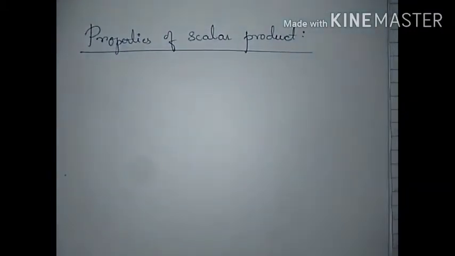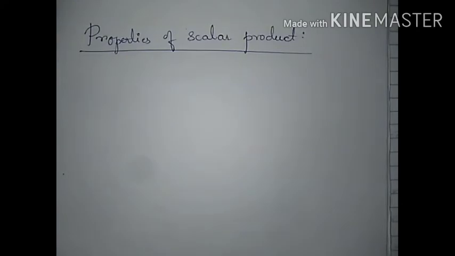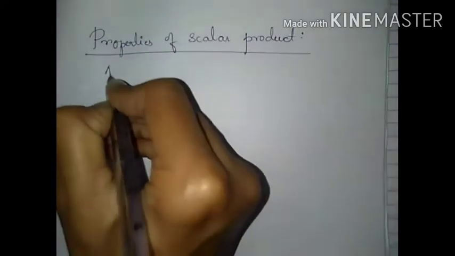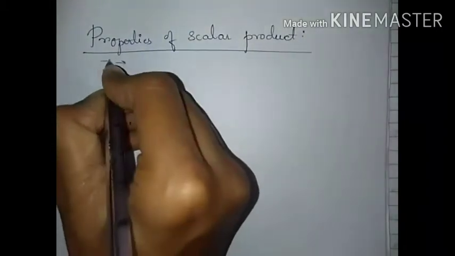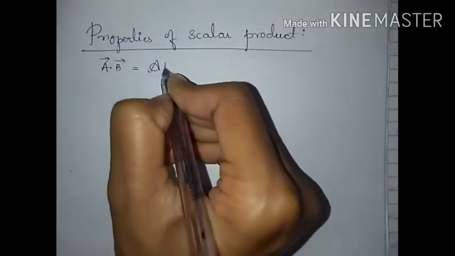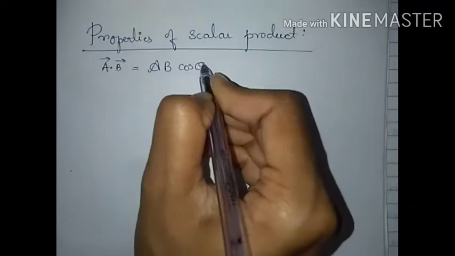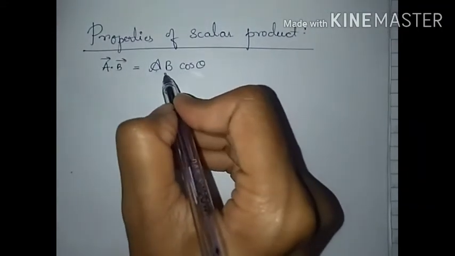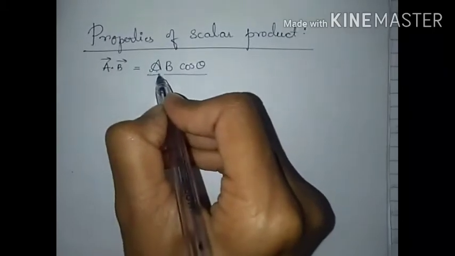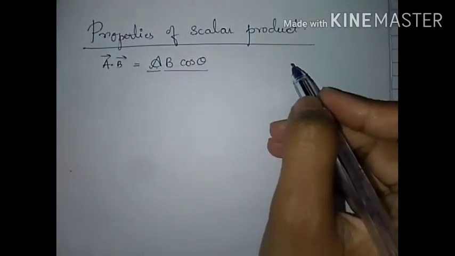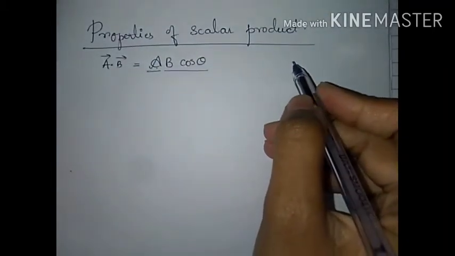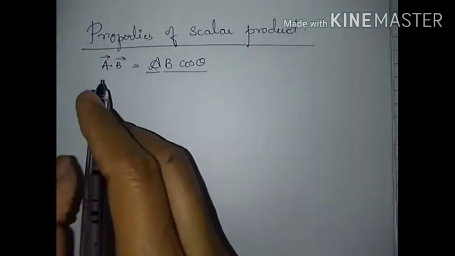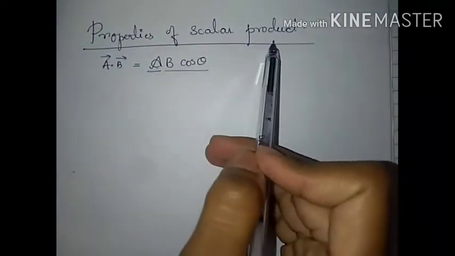So you have two vectors, vector A and vector B, and now you have taken the scalar product A dot B is equal to AB cos theta. Here A denotes the magnitude of vector A and B cos theta denotes the component of B along the direction of A. Now let us see what the properties of this scalar product are.